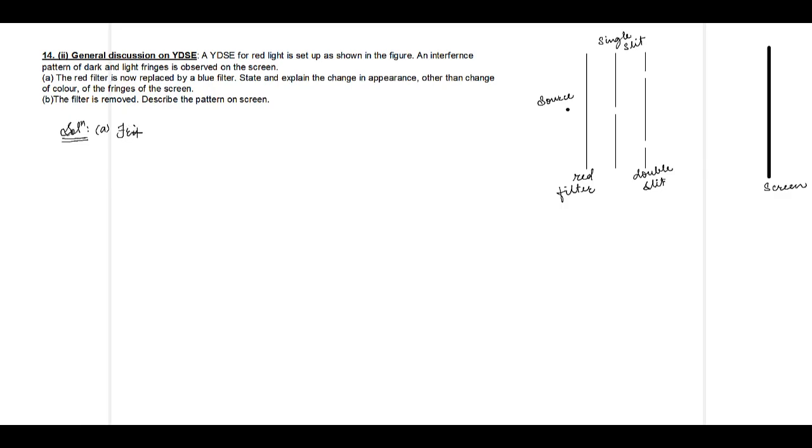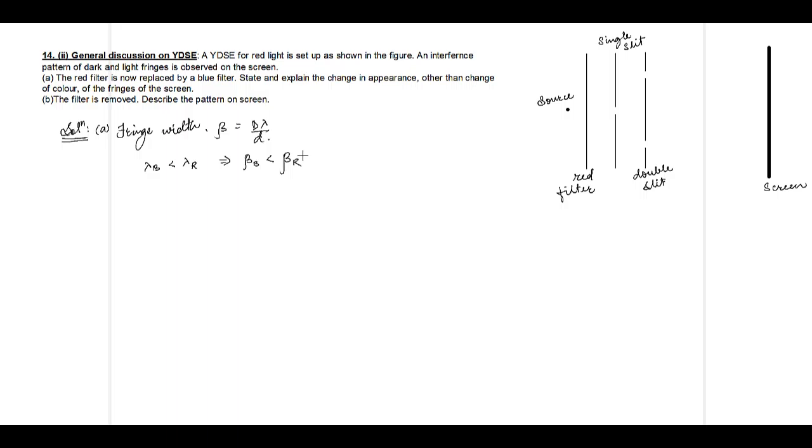As a matter of fact, the fringe width is given by D lambda by d. Here, capital D, the distance between the double slit and the screen, is not changing. Small d, the separation between the slits, is also not changing. Lambda will change. Lambda for blue is different than lambda for red, hence the fringe width will change. Lambda for blue is less than lambda for red. This implies that the fringe width for blue will be less than the fringe width for red. So the fringe width decreases.